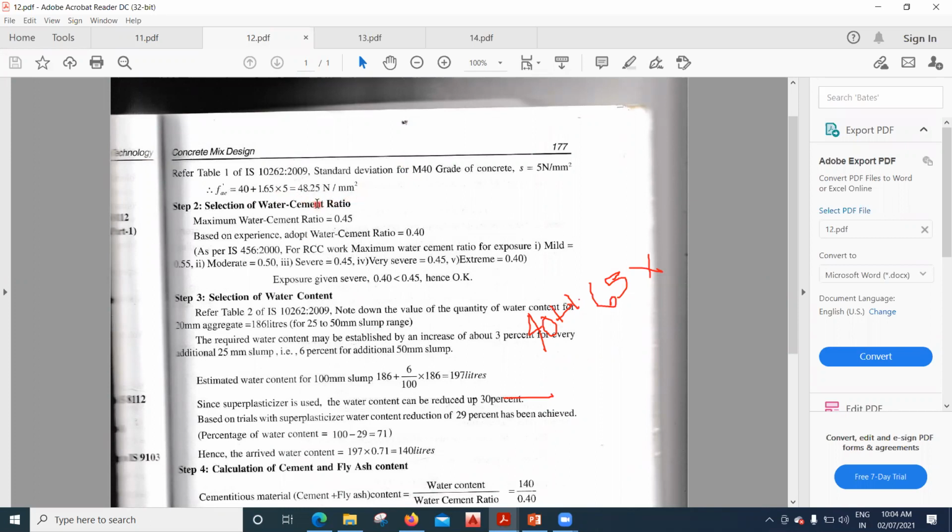What do you mean by this? Even though I'm assuming my grade to be 40, when I do the mix design, this will be my target. I always go for a higher target, because with concrete you cannot predict its nature. So as engineers, we always try to be on the safer side. So this is my target. When I target 48.25, at least I'll end up getting more than 40, right?